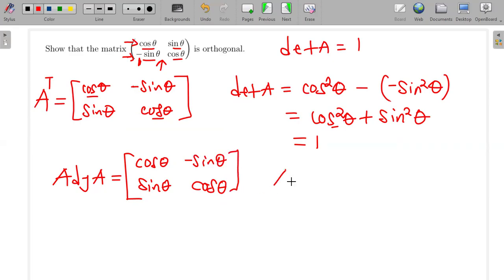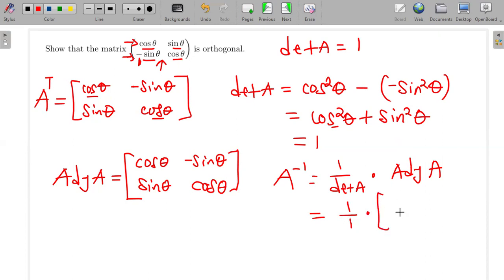Now the inverse of A, remember the formula, it is 1 over the determinant of A multiplied by the adjoint of A. The determinant is 1, multiplied by this adjoint here. So it will be cos theta, minus sine theta, and then sine theta, and then cos theta. You're going to be finding such questions in your tutorial sheets.